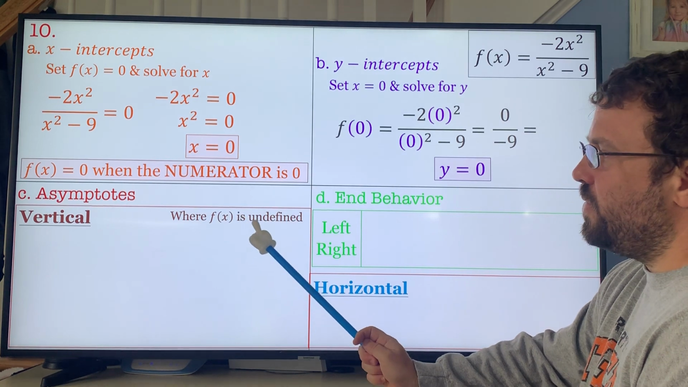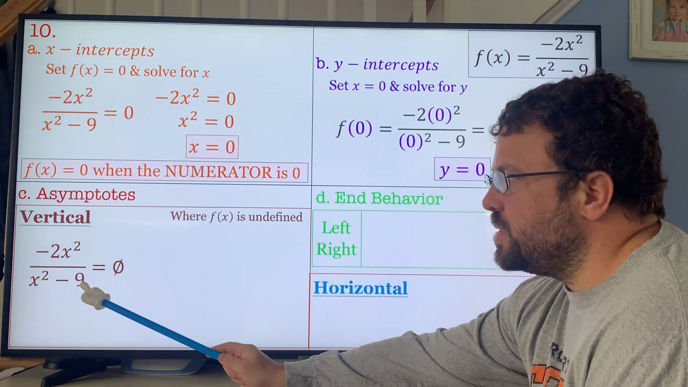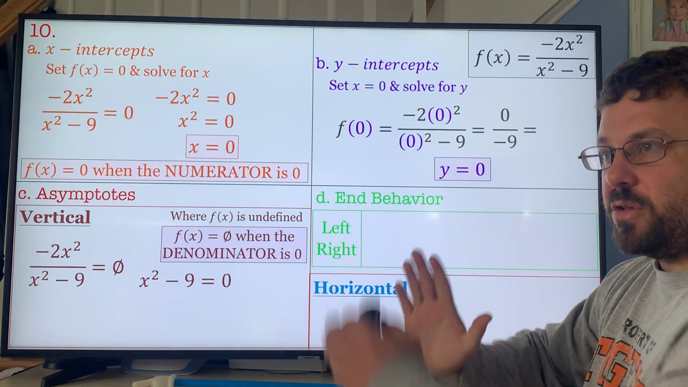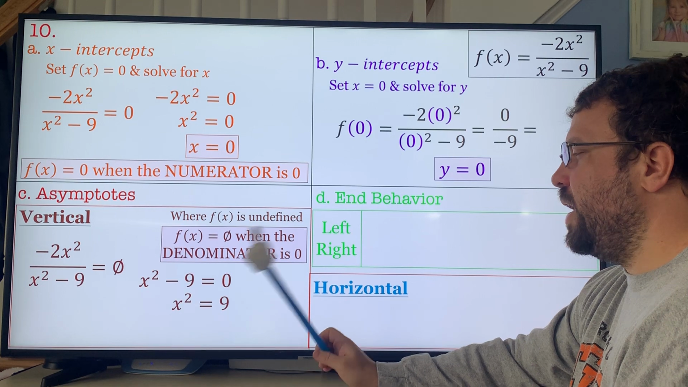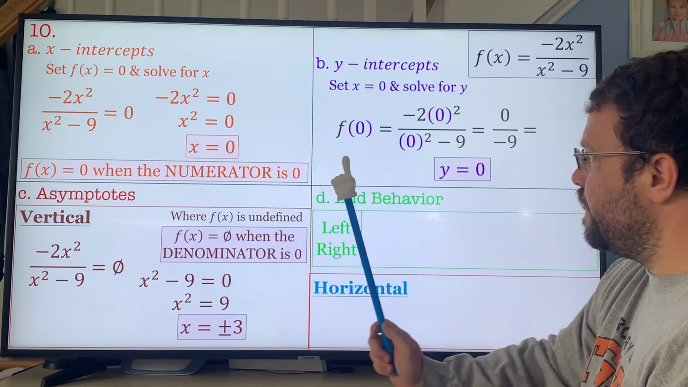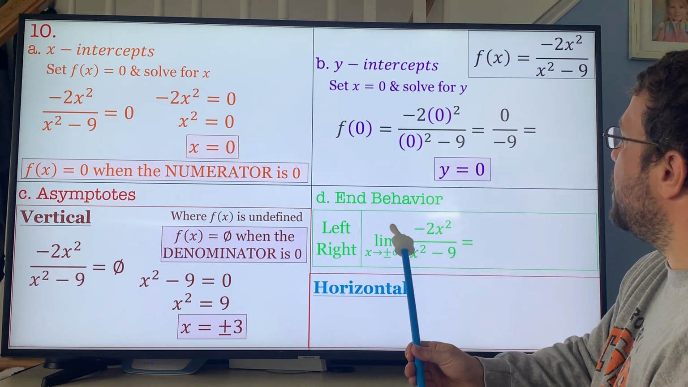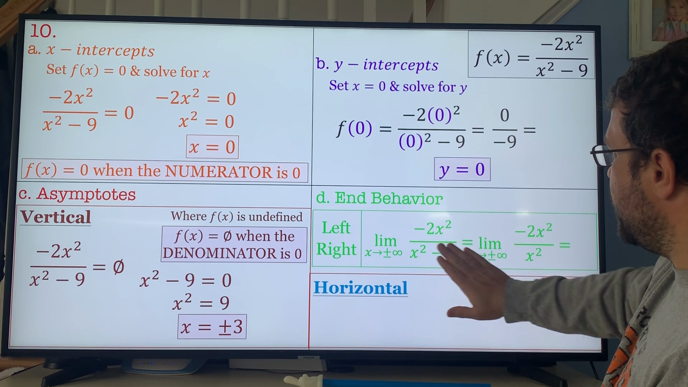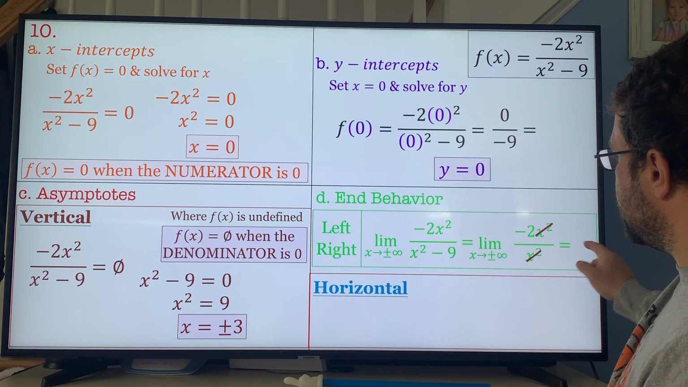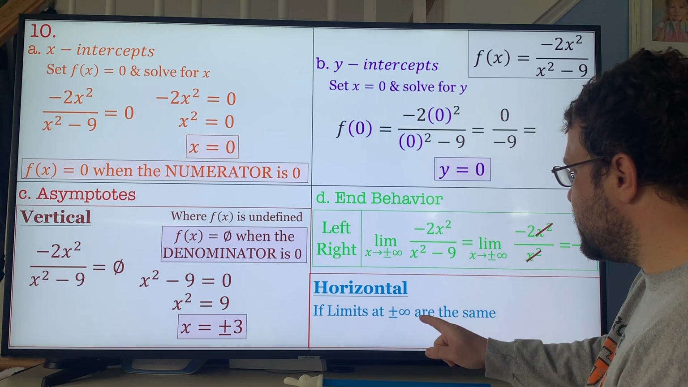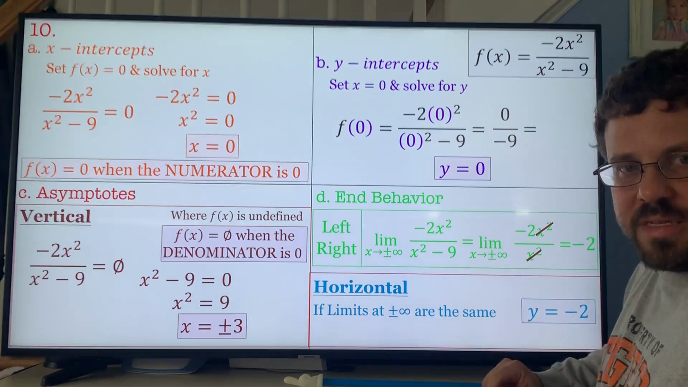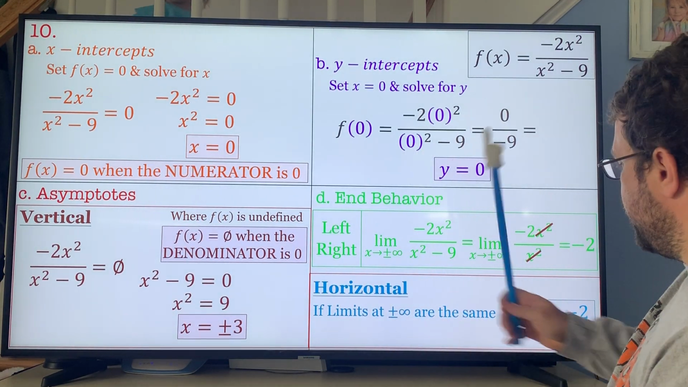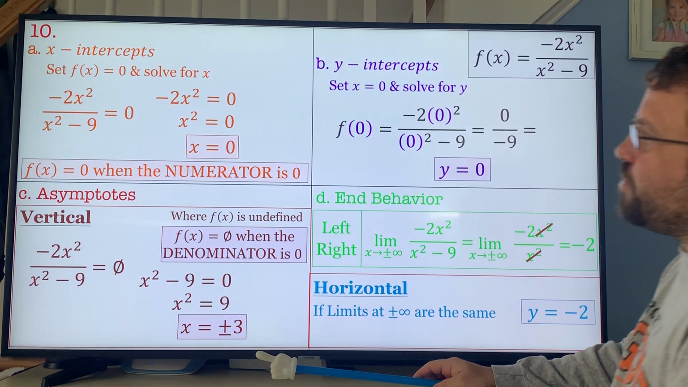Vertical asymptotes, where f of x is undefined. So that is when, what happens? The denominator equals 0. So when x squared minus 9 equals 0, you're going to have a vertical up and down asymptote. Add 9 and square root it. That's plus or minus 3. All right, let's see if there's a horizontal. Negative 2x squared over x squared minus 9. Use L'Hopital's rule. Get rid of the negative 9. So you have negative 2x squared over x squared. Cancel out the x squared. Your answer is negative 2. So you have a horizontal since the powers are the same and it's an actual number. It's negative 2. All right. So plus or minus 3 going up and down. Negative 2 going across.